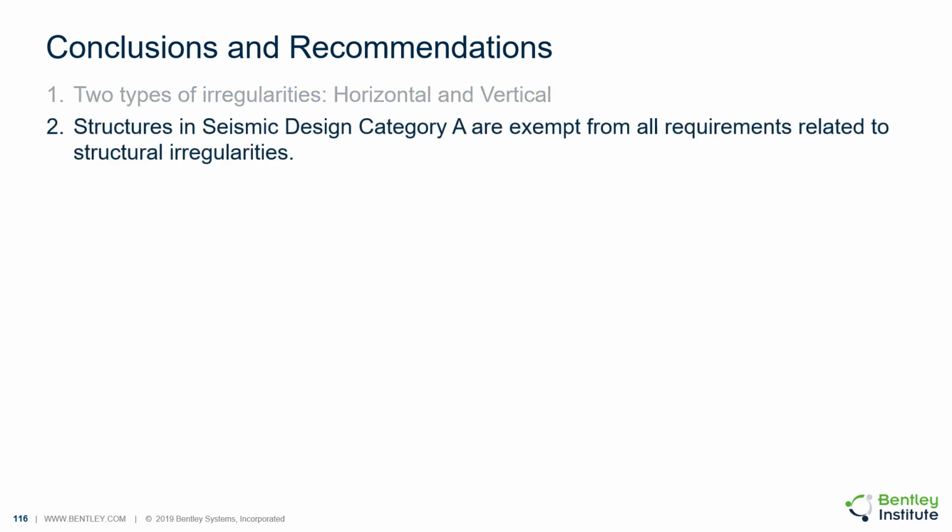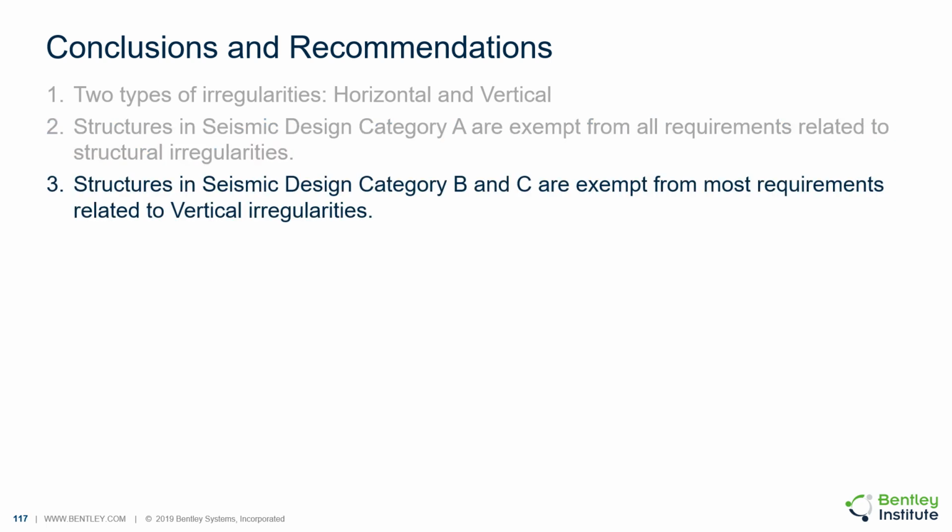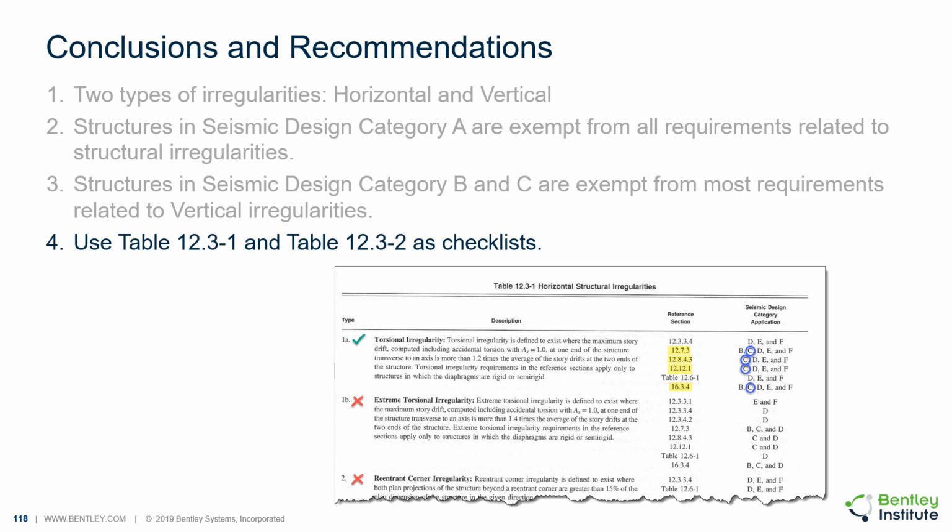In ASCE 7, structures in seismic design category A are exempt from all requirements related to seismic structural irregularities. Category A represents very low seismic conditions. In ASCE 7, structures in seismic design category B and C are exempt from most requirements related to vertical irregularities. This will be discussed in greater detail in the second presentation on structural irregularities. Table 12.3-1 and Table 12.3-2 provide a convenient checklist of the irregularities and when they need to be investigated.